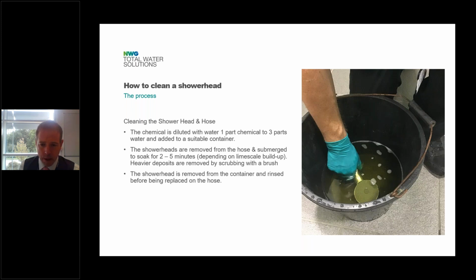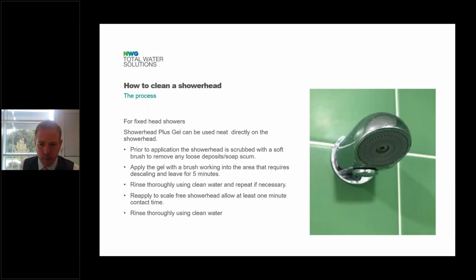Basically, add it to the bucket, give it a good rinse off afterwards, and then it goes back onto the hose. So in that respect, it's not difficult. However, it's important to get it done and to use the correct PPE, and just keep your eye on the scale of the shower head after it's come out of the bucket, to make sure it's done correctly.